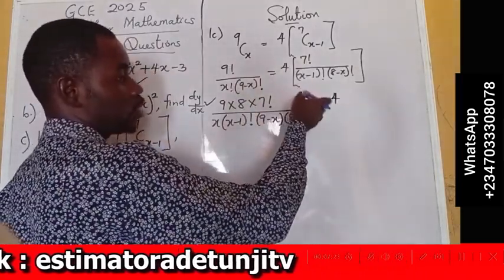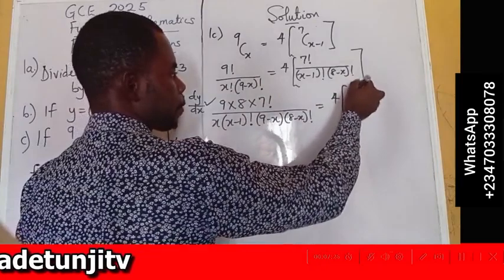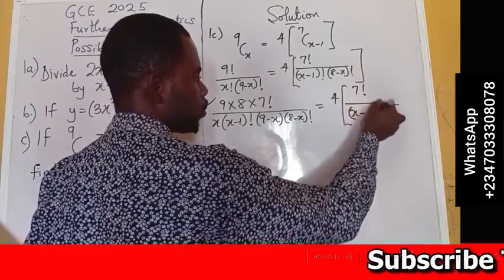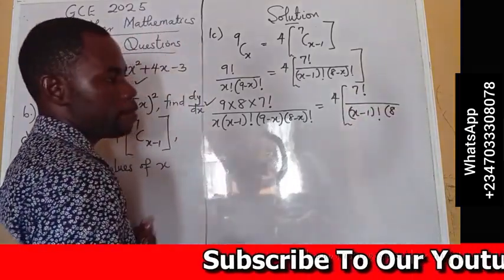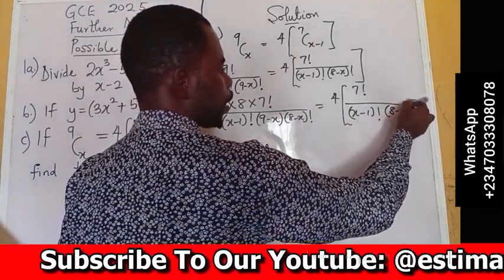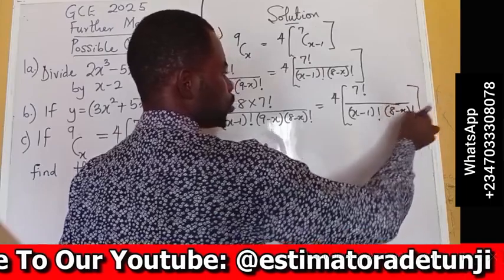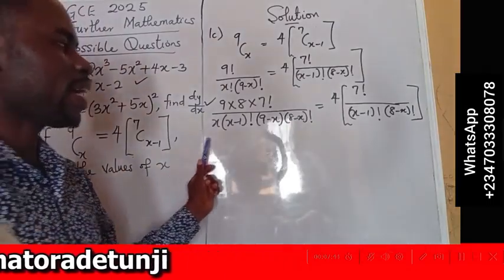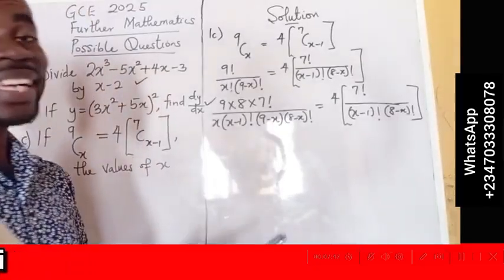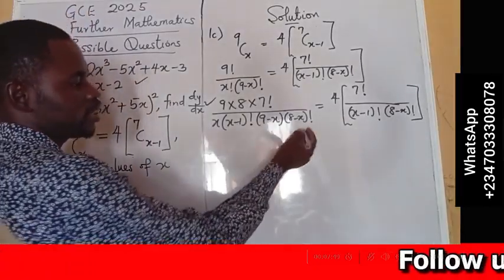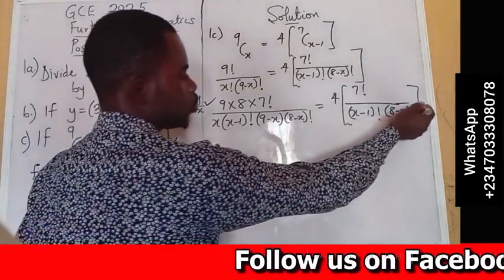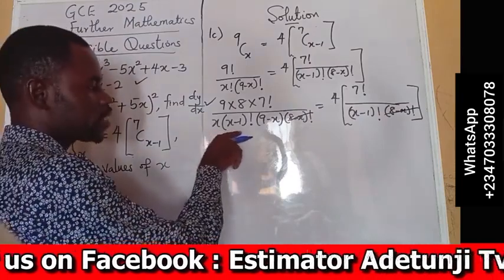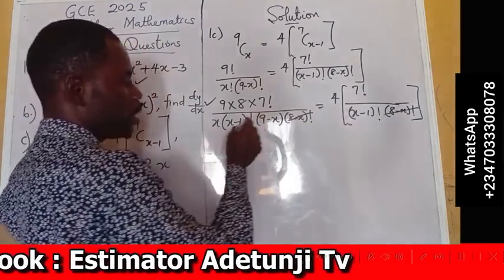So here I have my normal numbers, 4 open brackets, 7 factorial over (x minus 1) factorial, (8 minus x) factorial. Now, looking at what I have here, by virtue of the interpretation, I can have similar factors, which means I can start cancelling. What am I saying? Look at this. (8 minus x) factorial cancels (8 minus x) factorial, that one is settled. Another one here, (x minus 1) factorial, we cancel (x minus 1) factorial.